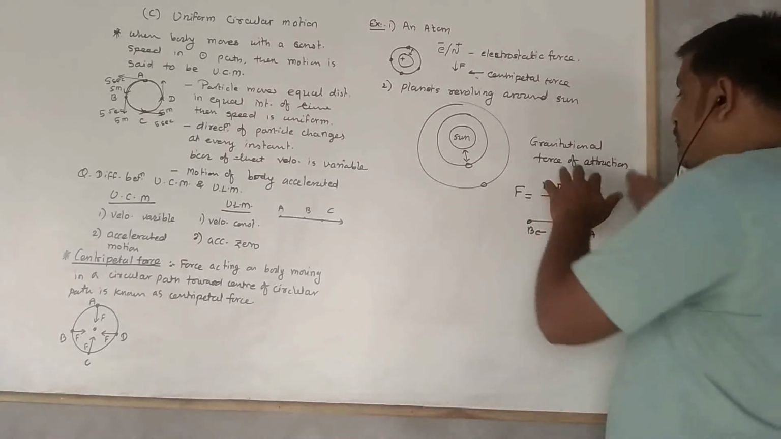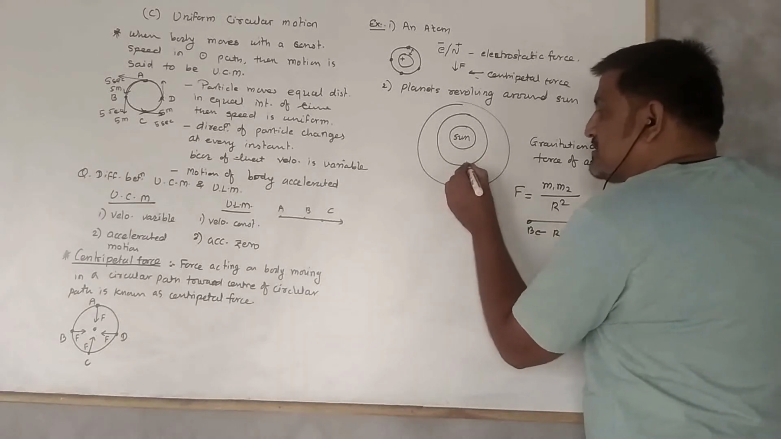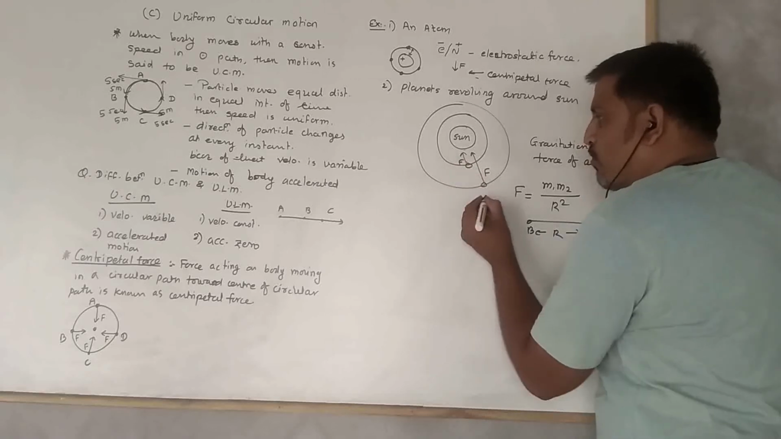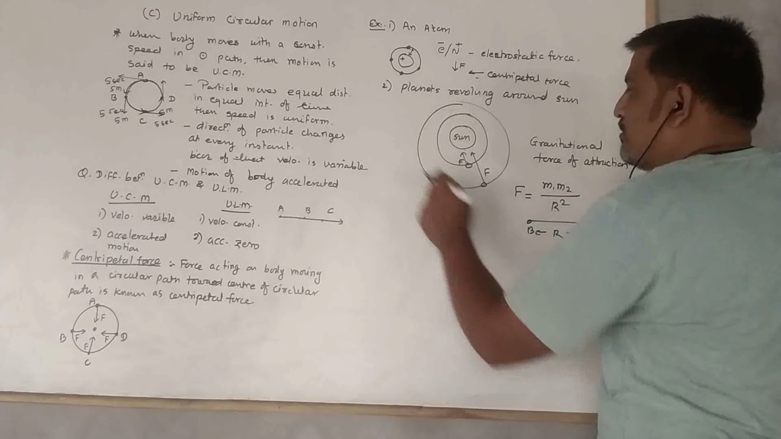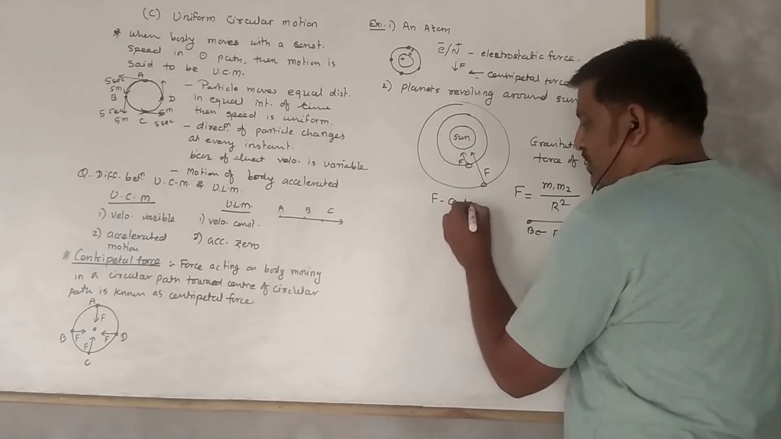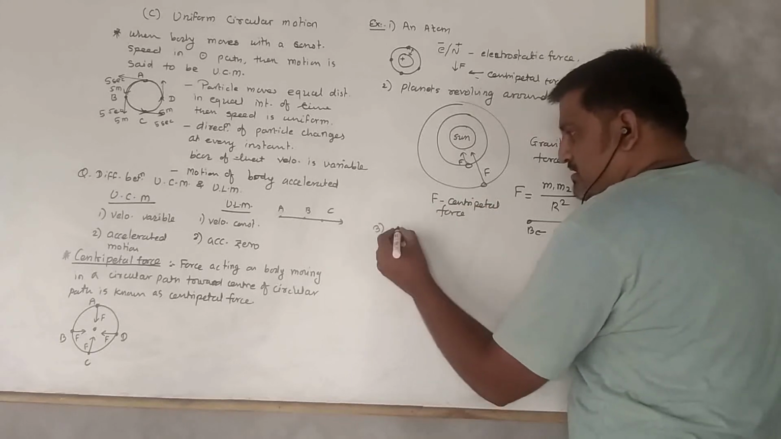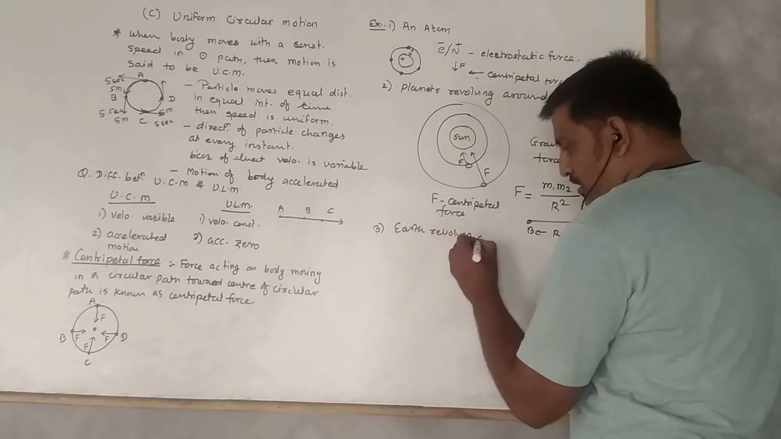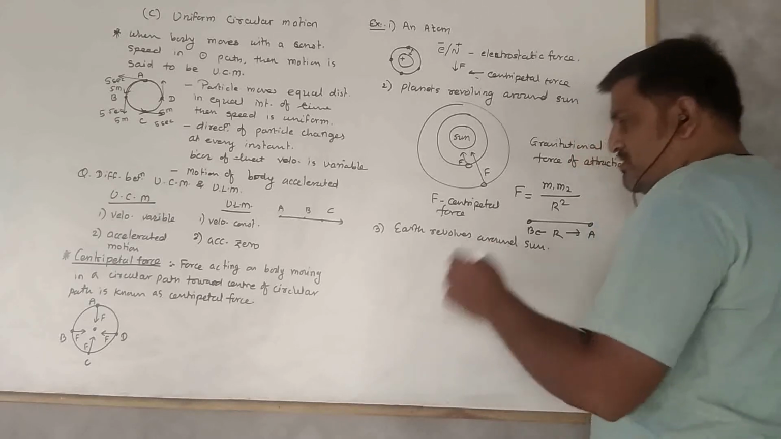So due to this gravitational force of attraction between celestial bodies, the planet experiences a force toward the sun, and a force toward the sun means toward the center of the circular path, which is known as centripetal force. The third example I can give is the Earth revolving around the sun, right?